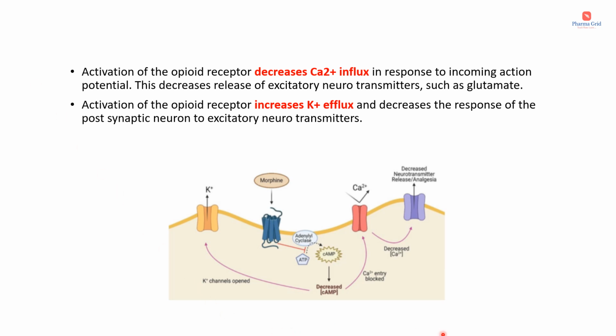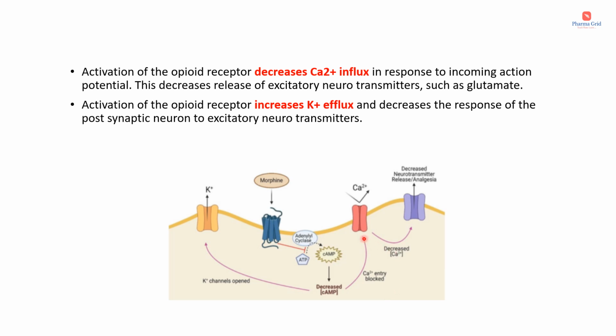Okay, so here in this diagram you can see that when morphine binds to its opioid receptor, it inhibits adenyl cyclase. As a result, there will be decreased cyclic AMP, which acts as a second messenger. This decreased cyclic AMP results in two conditions. First, there will be a decrease in the calcium influx, so calcium entry will be blocked.